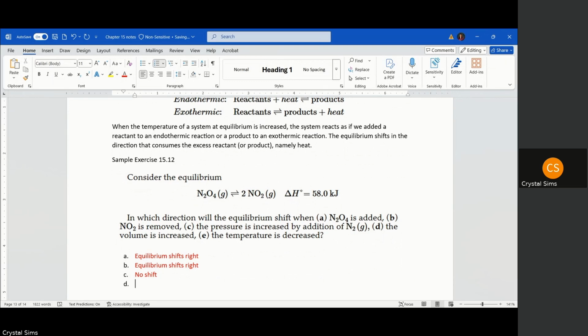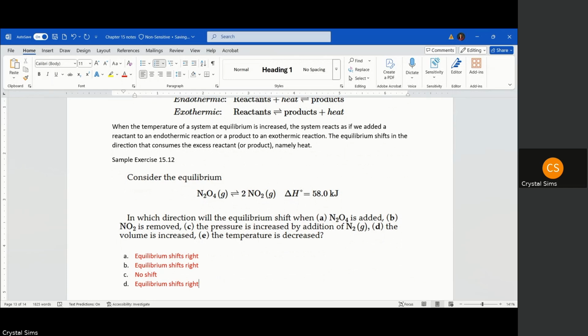And then the volume is increased. If the volume is increased, then we're going to shift to a direction where we have a larger volume, so we need more gas molecules. So again, equilibrium shifts right. Volume increased, so we needed more molecules, so we're going to produce more molecules, so it shifts toward the product side. And the last one says the temperature is decreased.